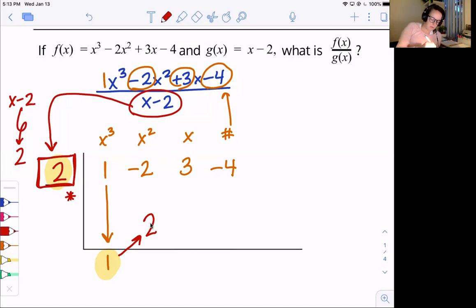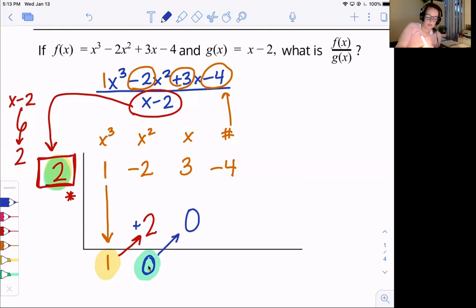From there, I'm going to add negative 2 plus 2. That gives me 0. That is the whole step. So I go down, I multiply, I go up, and then I add these together to get this one here. So now I'm going to multiply 0 times 2. 0 times 2 is going to give me 0. So my number 0 goes right here. Remember that it moves up like this.